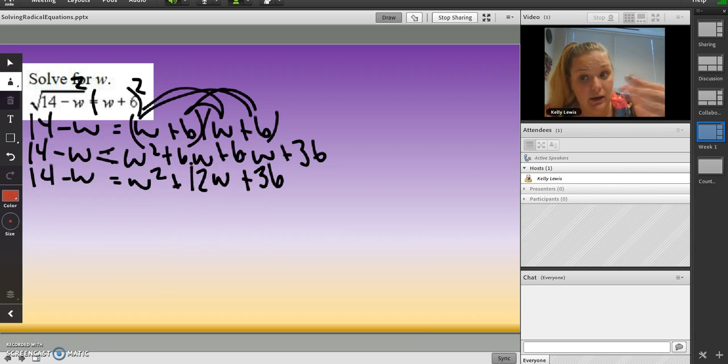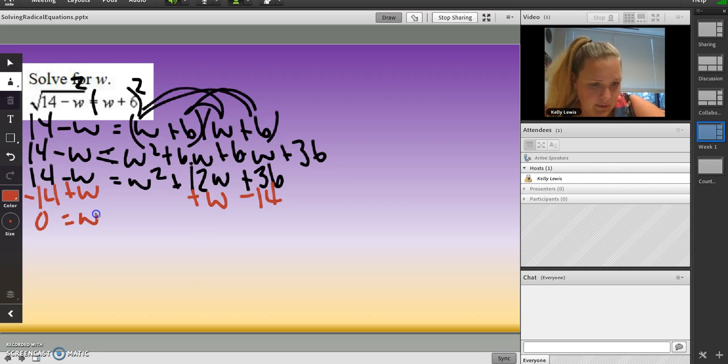I want everything on the same side, so I'm going to subtract 14. I'm going to add w. So I get 0 equals w squared plus 12w and a w is 13w. 36 minus 14, 22.